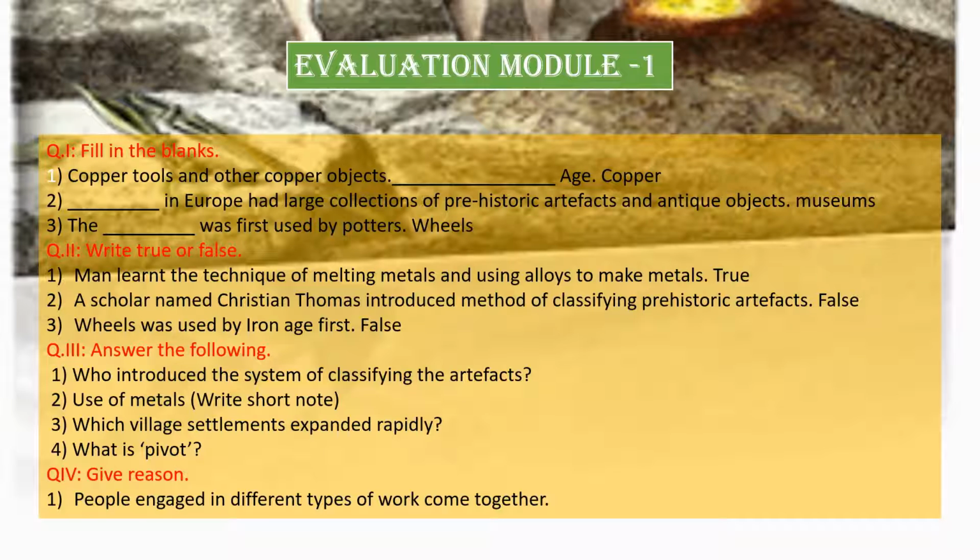Question number 2. Write true or false. First, men learned the technique of melting metals and using alloys to make metals stronger. Answer: true. Second, a scholar named Christian Thomsen introduced a method of classifying prehistoric artifacts. Answer: false. Third, the wheel was first used in the Iron Age. Answer: false.